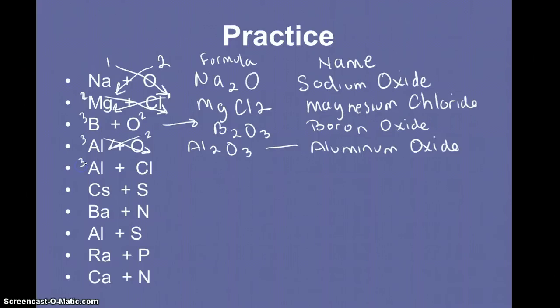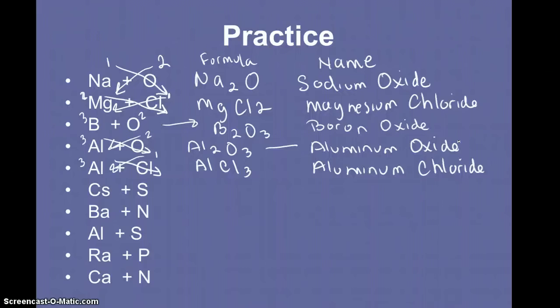Another one, aluminum plus chlorine. Aluminum, again, has an oxidation state of 3. And chlorine, look at that top one. That's why I'm getting that 1, okay? You can see that it actually has 4 oxidation states there: a 1, a 3, a 5, and a 7. I am going to go with the top oxidation state of 1. These guys switch. And I now have AlCl3. Aluminum chloride. Good, good, good. Let's try the next one.